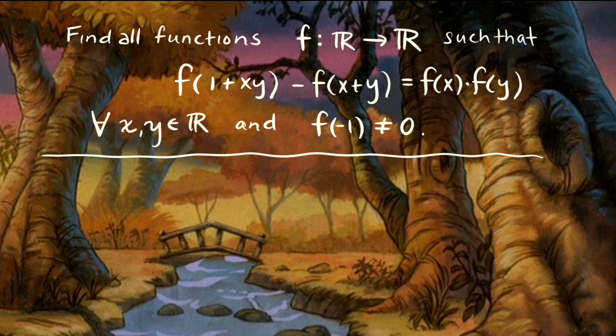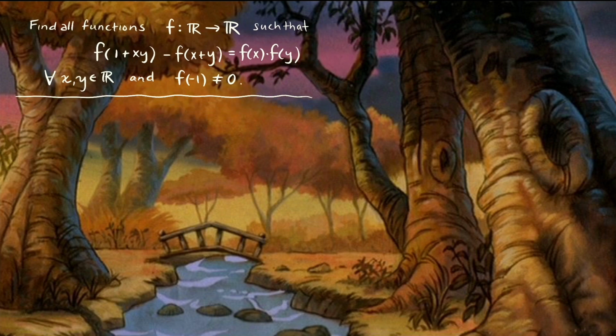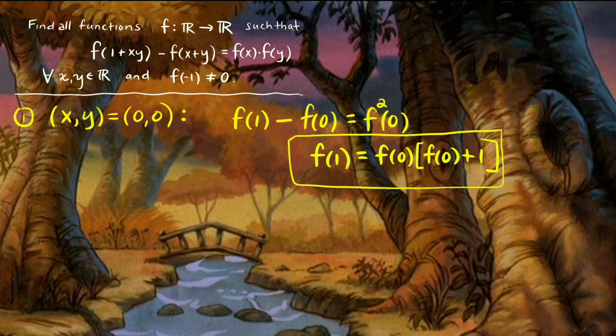The next one: find all functions f from the real numbers to the real numbers such that f of 1 plus x times y minus f of x plus y is equal to f of x times f of y for all real numbers x and y. And we also have the given condition that f of negative 1 is not equal to 0. That little tidbit of information will help us narrow down the exact form of the function we're trying to find here. This is also an Olympiad problem.